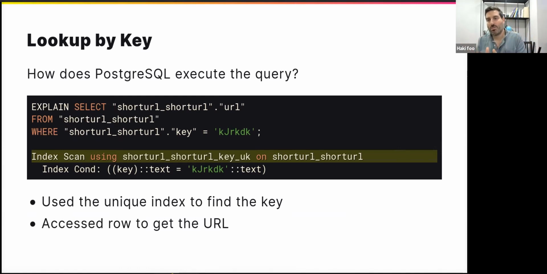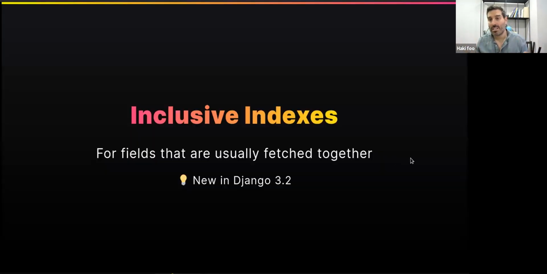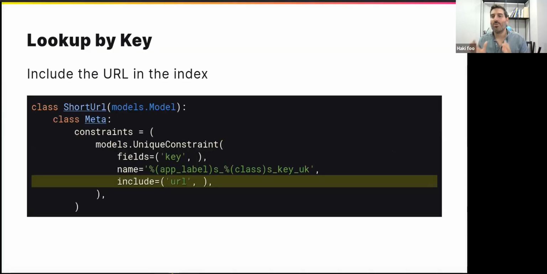Postgres used the index to find the row and then accessed the table to fetch the URL from the row, right? This is where a nice feature of Postgres, and a nice feature that was added to Django in version 3.2, comes in very handy. This is called inclusive indexes. Some of you may know this as covering indexes, but it's called inclusive indexes. Inclusive indexes let you include additional values inside the index that are not actually indexed.